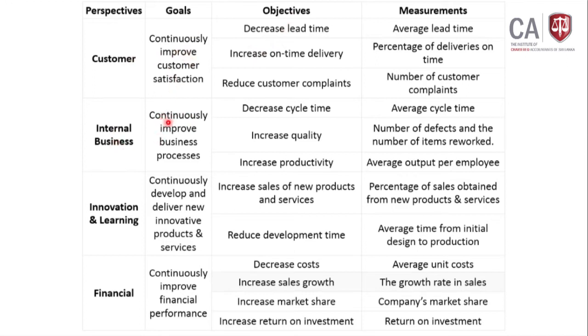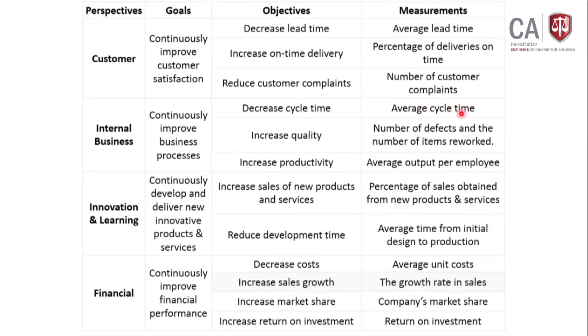Internal business, what are the goals? Continuously improve business processes. So, you have to continuously improve the business process and decrease cycle time, increase quality, increase productivity, and the cycle of production has to be minimized. Let's say today you are going to develop a product within 2 days time. Now, when you implement some technological initiative to the products, then of course you will be able to produce it within 2 hours, 3 hours, within 1 day, like that you can reduce the cycle time. And increase the quality, and based on the decrease of cycle time, you can increase the productivity also.